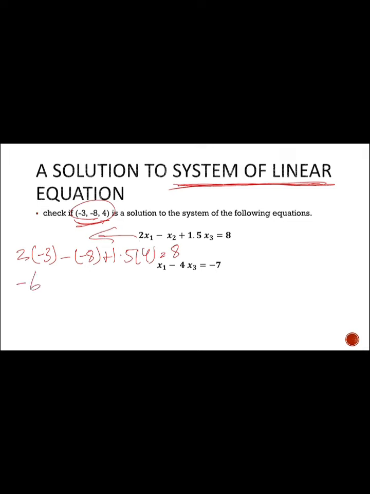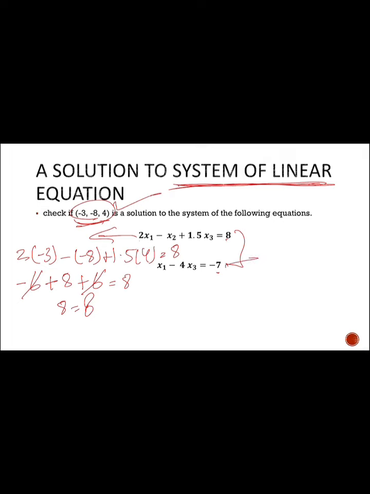Minus 6 plus 8, plus 1.5 multiplied by 4 equals 6. And is it equal to 8 or no? Yes, it is. You can see that 8 equals 8. But there's a problem. There are two equations over here. So these values need to be true for both of them.